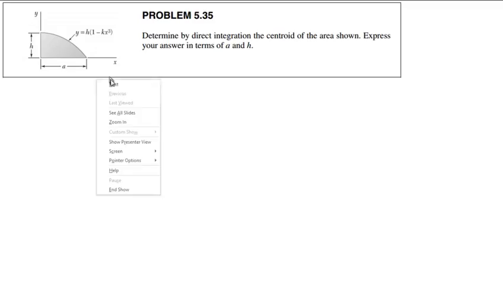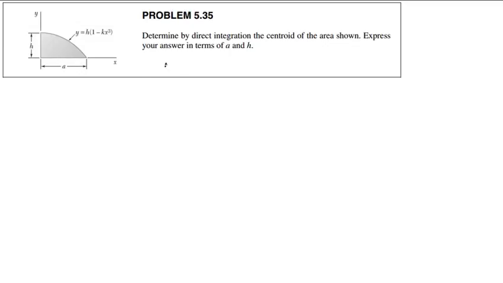A few example problems again, to finish up the material on centroids. Determine by direct integration the centroid of the area shown. Express your answer in terms of a and h. So we have this region here, and we wish to find the centroid of it.